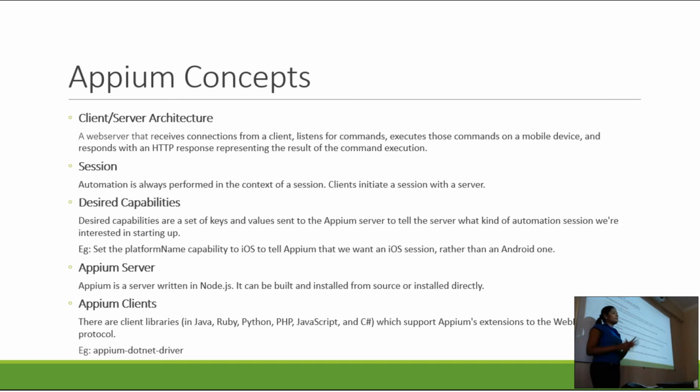And a session. Appium maintains a session in one communication line. In order to talk to a particular device, it will maintain a session. So it's session oriented. And there's something called desired capabilities. Desired capabilities are a set of keys and values sent to the Appium server to tell the server what kind of automation sessions we are interested in starting up. So we have to tell it initially what kind of automation, what is the device name, what kind of platform you are talking about, and what's your mobile package. Those things you will have to tell the server.